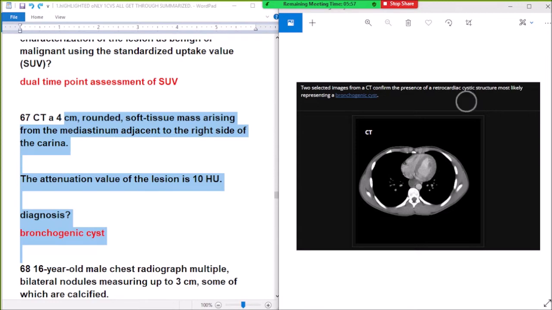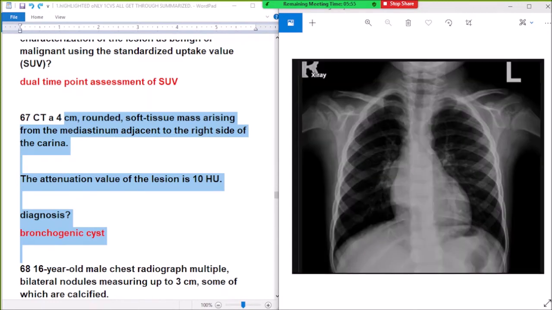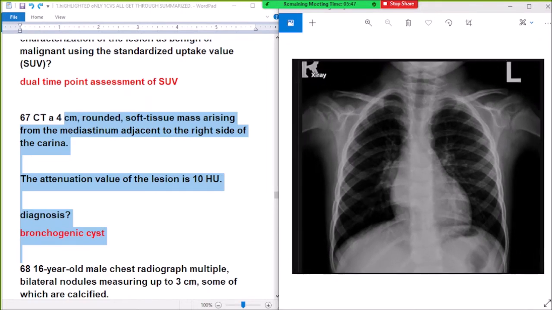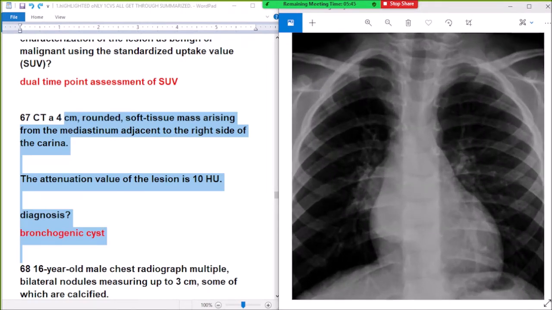The selected image from the CT scan, okay. Again, there's a retrocardiac rounded lesion causing splaying of the carina and mild compression of the right main bronchus, diagnosed as bronchogenic cyst.